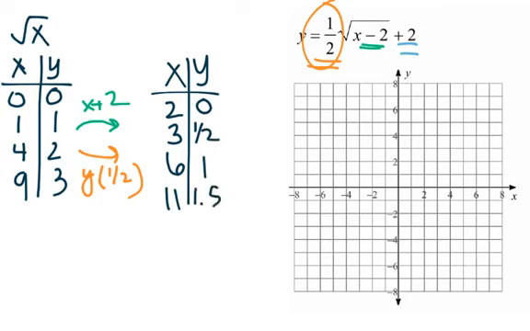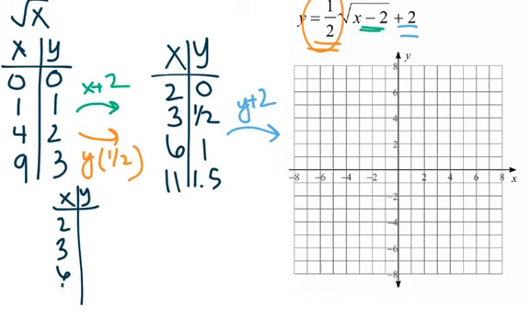Okay, and then last but not least, I don't have a second thing happening to the x's, so I don't have to do a second thing to the x's, but I'm going to add 2 to my y's. It's on the outside of the function, so it's happening to my y values, and it is adding, so we add. So my x's stay the same, 2, 3, 6, 11, and my y values are going to be added by 2, right? Shifted up 2. So 2, 2.5, 3, and 3.5.